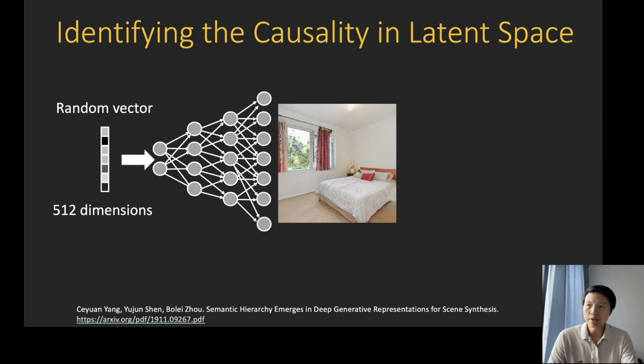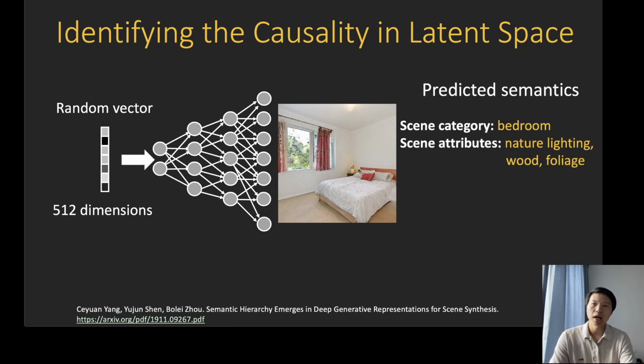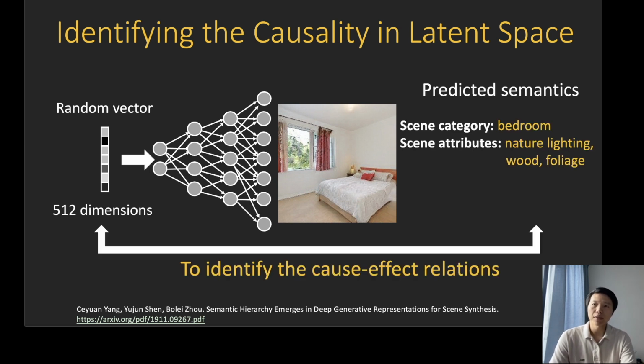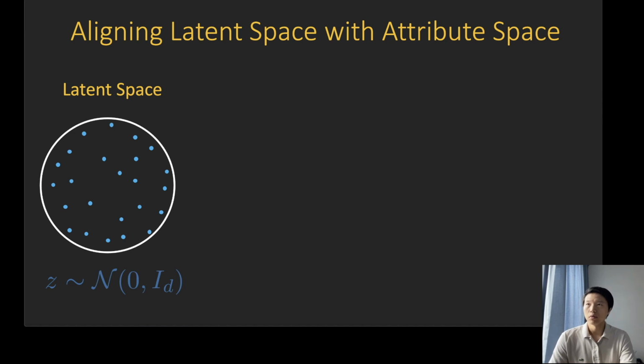Recently, we proposed a technique called HiGAN to identify the semantic hierarchies that emerge in deep generative representations. Basically, given this neural network trained for scene synthesis, the generator takes random vectors to synthesize images. Then we can extract a lot of semantics. Right now we want to associate these predicted semantics back to the latent space to identify the causal effect relations. If we can identify those causal relations, then we can successfully control the semantics. So how does this framework work?